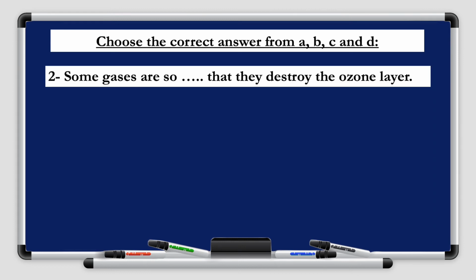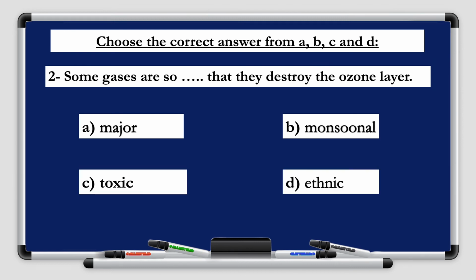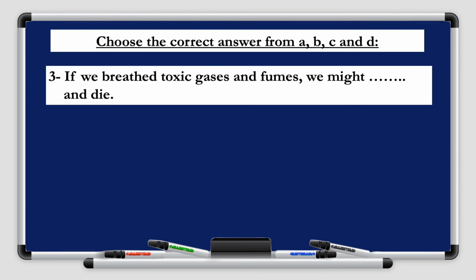Some gases are so blank that they destroy the ozone layer. Some gases are so what? Are so major, are so monsoonal, are so toxic, are so ethnic. Something that destroys the ozone layer, so these gases must be poisonous or toxic. Excellent job. Moving on to the third question here. If we breathed toxic gases and fumes, we might blank and die.